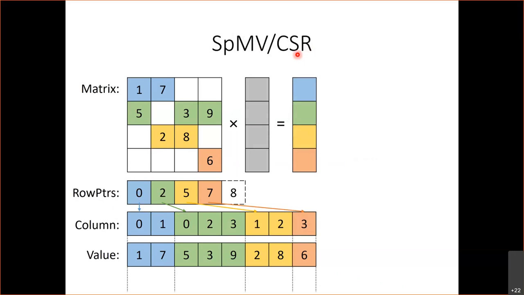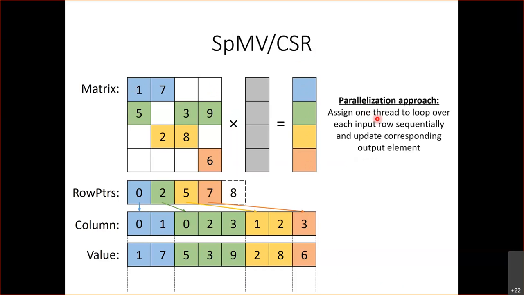One thread per row? Right, exactly. We can have one thread for every output element that loops through the row corresponding to the output element and does the computation. So we're going to assign one thread to loop over each input row sequentially and update the corresponding output element.